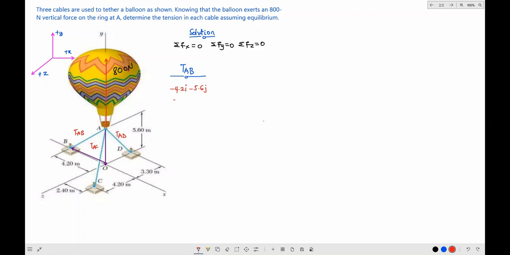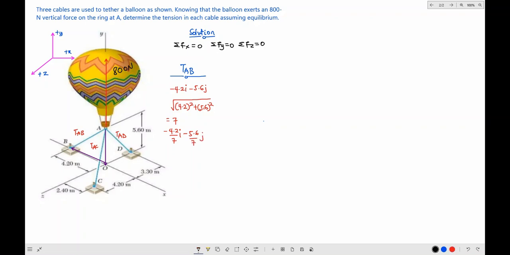Now you have to find the magnitude of this position vector. We have 4.2 squared plus 5.6 squared, and when I do this, the magnitude is 7. Now let's find the direction vector. The direction vector will be minus 4.2 over 7 i, minus 5.6 over 7 j. This is the direction vector.